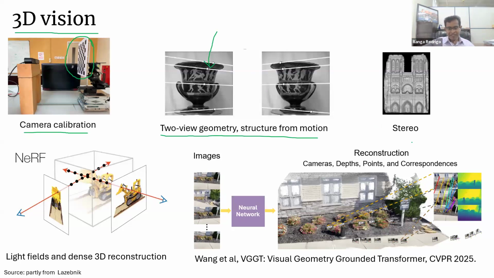And without considering this epipolar geometry, if you just try to match pixels, we get a stereo. So you can see this is some kind of a 3D thing. So we will study that also.